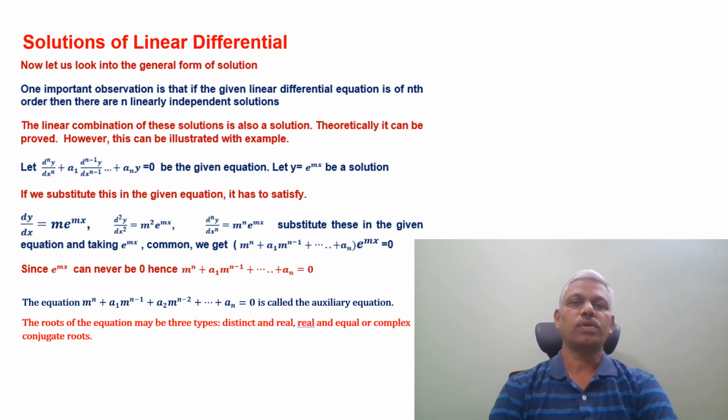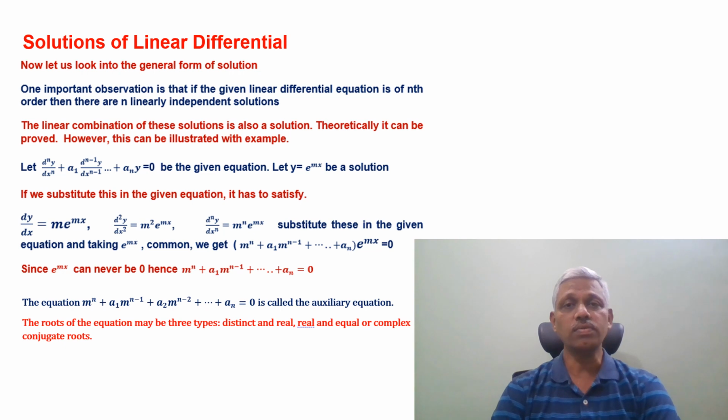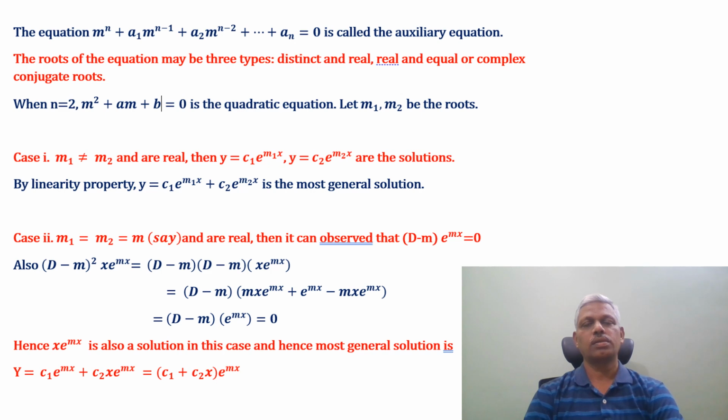So then for different values of m, n number of roots may exist, and for all n values of m, the solutions may exist. So if I solve the auxiliary equation, we will get n roots, and for those n values of m, we will have the solutions. Given the auxiliary equation, there are n roots, and we know how to solve algebraic equations. Once we solve, there are three possibilities. Either the roots may be real and distinct, or roots may be equal, or roots may be complex conjugate, or a combination of these.